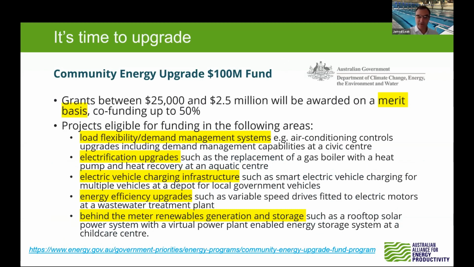And this will be awarded on a merit basis. Not quite sure what that merit criteria will be, but hopefully that becomes evident in time. It's going to cover such things as load flexing and demand management systems, so that you can flex up and down according to the costs in the grid and the emissions in the grid. Electrification upgrades, and that's what we're focused on today, is heat pumps there. But also electric vehicle charging infrastructure, energy efficiency upgrades, and behind the meter renewables, and certainly all those things really go together to help with upgrading community assets.